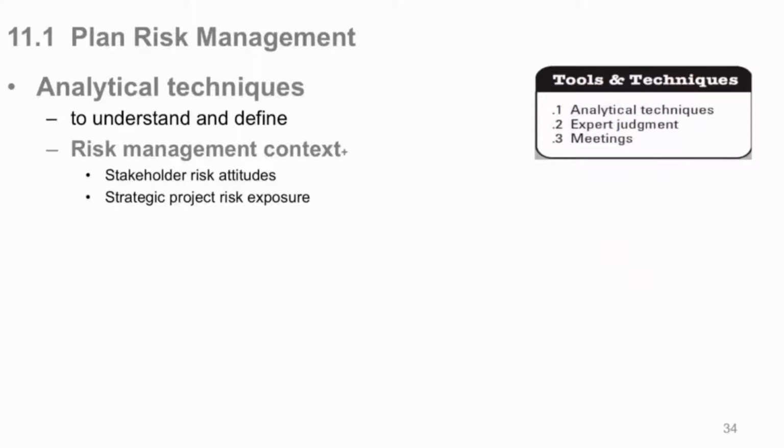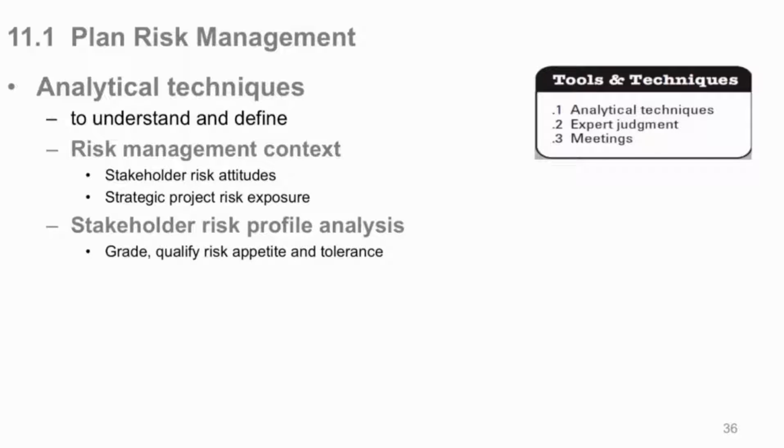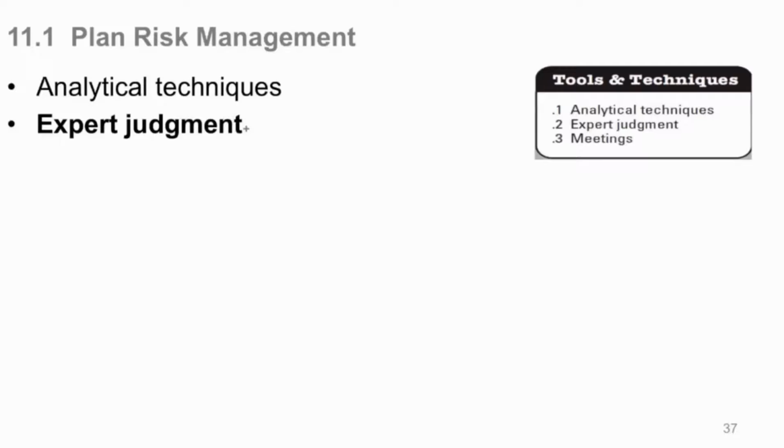So you're trying to understand the mental set of your stakeholders so that you can manage them properly and manage what they expect of you with risk management. Basically, what is their strategic project risk exposure? So, stakeholder risk profile analysis. This is a technique, obviously under analytical techniques, that you could use. You could hold a meeting to basically grade and qualify a stakeholder's risk acceptance, appetite, tolerance. It's called officially in the PMBOK a stakeholder risk profile analysis. That is a function you could do to sit down and try to sort out all the risk attitudes and profiles of your stakeholders. Of course, as you're creating your plan now, call on expert judgment.